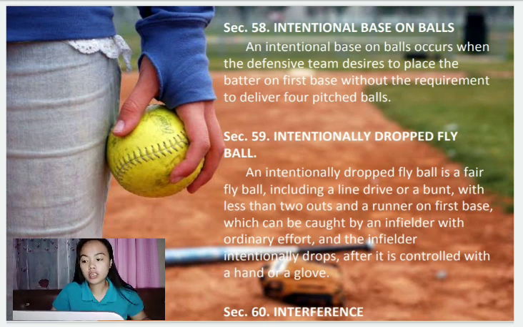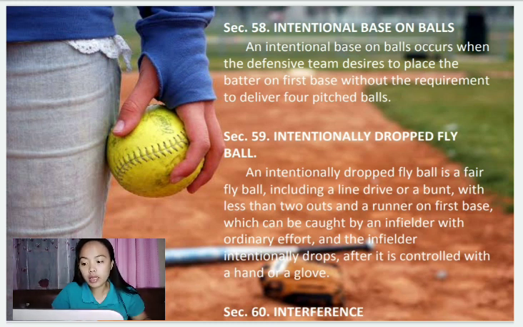Let's move to section 60, which is the interference. Interference is the act of, first, an offensive player or a team member that impedes, hinders, or confuses the defensive player attempting to execute a play. And also an umpire who impedes the catcher's attempt to throw out a runner who is off the base.